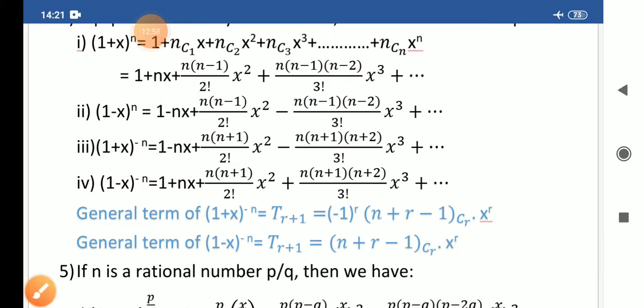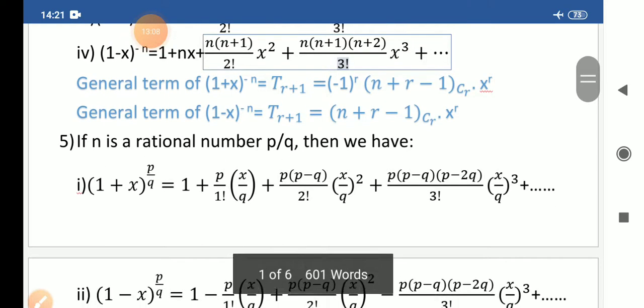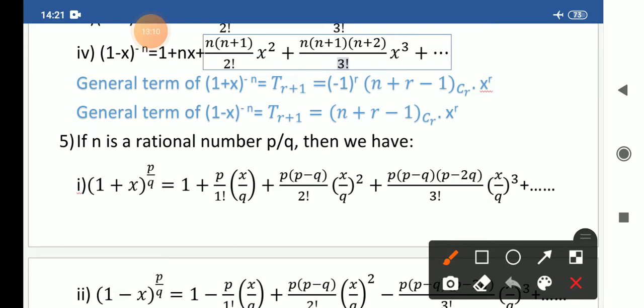The general term of 1 minus x power minus n is T r plus 1, that is n plus r minus 1 C r into x power r. We delete the minus 1 power r. Okay. These four are very important.